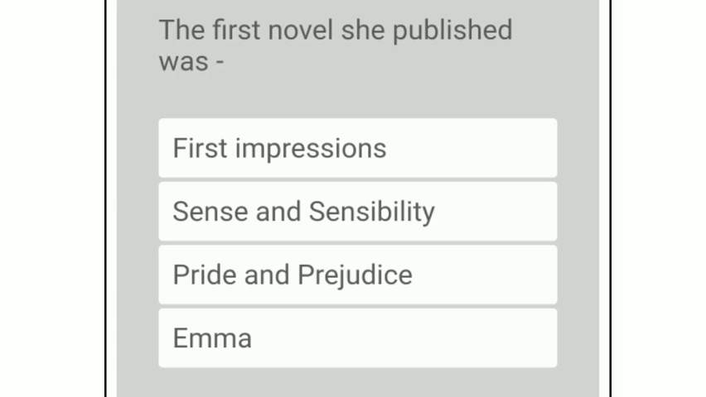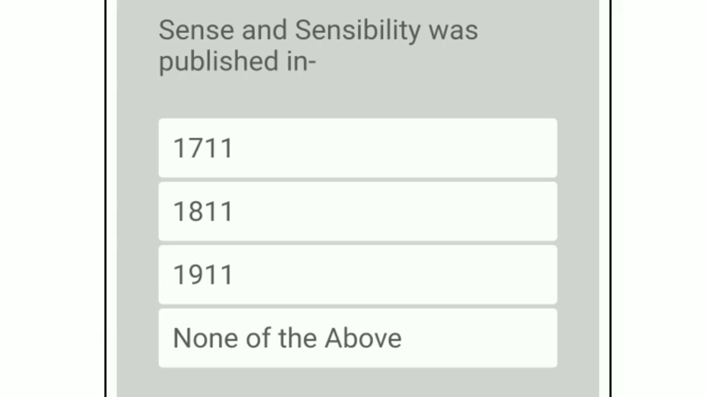The first novel she published was. First Impressions was the novel she wrote first. It was completed first by Jane Austen. But this question seeks information about the novel first published by her. So look at the options. Here the right answer is option B, Sense and Sensibility. Sense and Sensibility was first published by Jane Austen. Now proceed to the next MCQ.